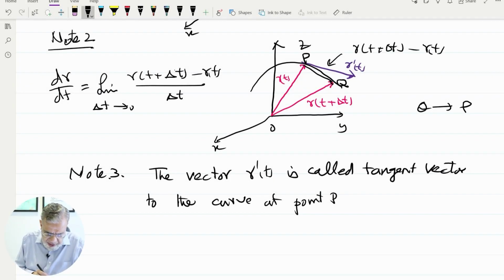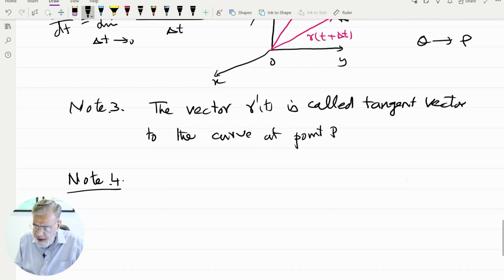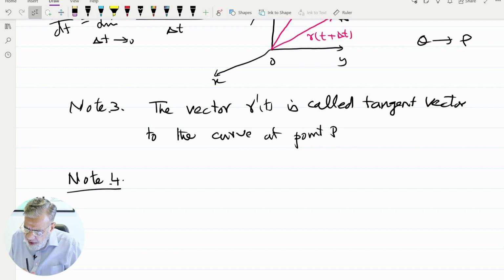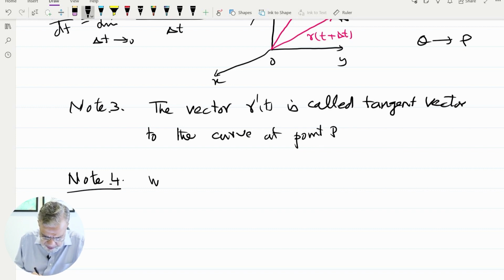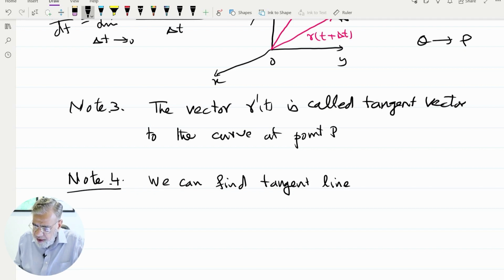Second, if we have this tangent vector and we have the point, then as we have discussed in our parametric equation of the lines, we can find the equation of the line passing through the point P and parallel to vector t. This line will be the tangent line because it is parallel to the tangent vector. The tangent line to the curve C at point P is defined.